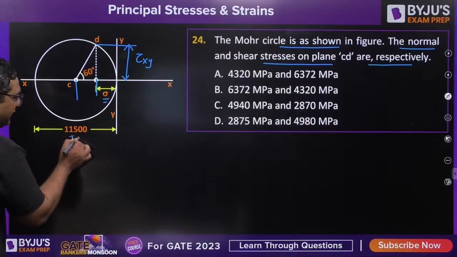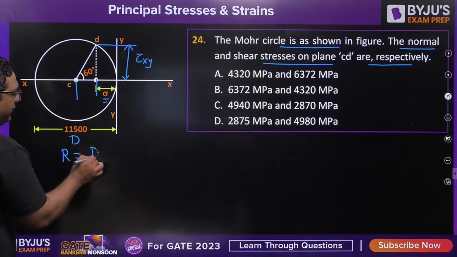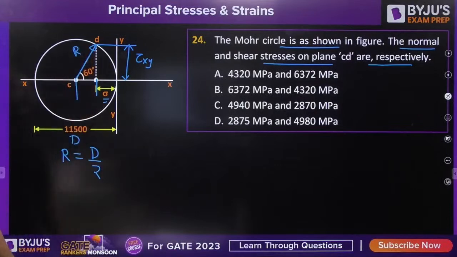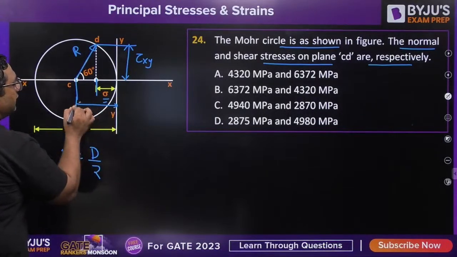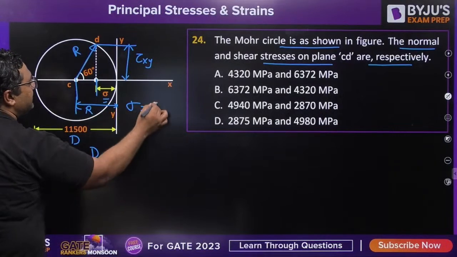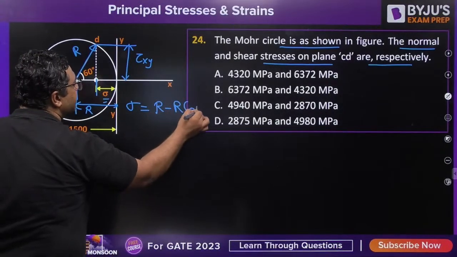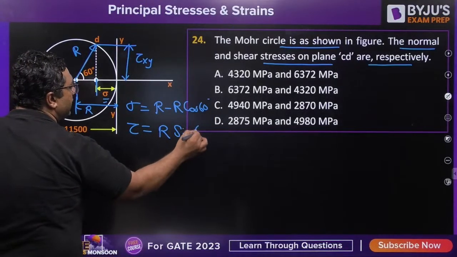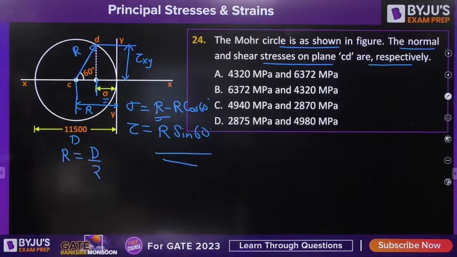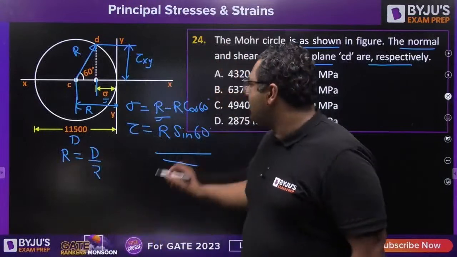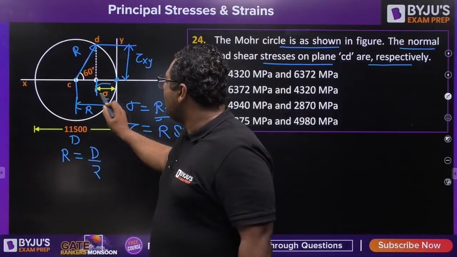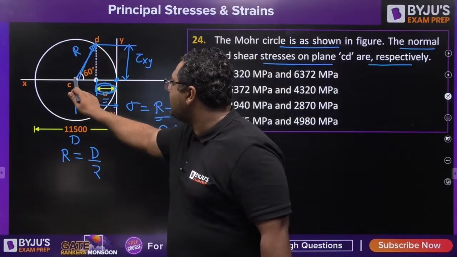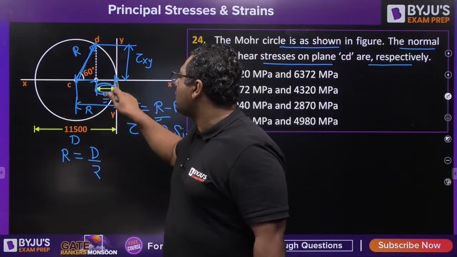You can see diameter is given. So radius is going to be diameter by 2. And this is the radius. So if you want to find out sigma, sigma is radius minus r cos 60. Tau is r sin 60. This is the calculation required. You know, all the stresses are measured from origin. So this is the value which you need to find out. So that's why radius minus r cos 60. This is r cos 60. So you need to subtract r cos 60 from the r.